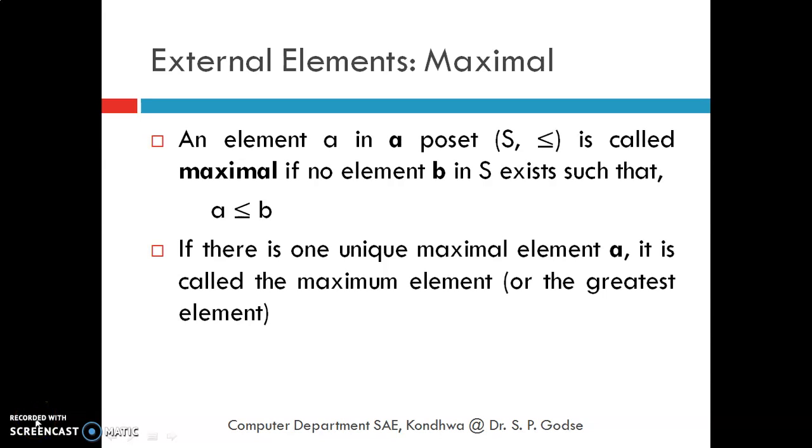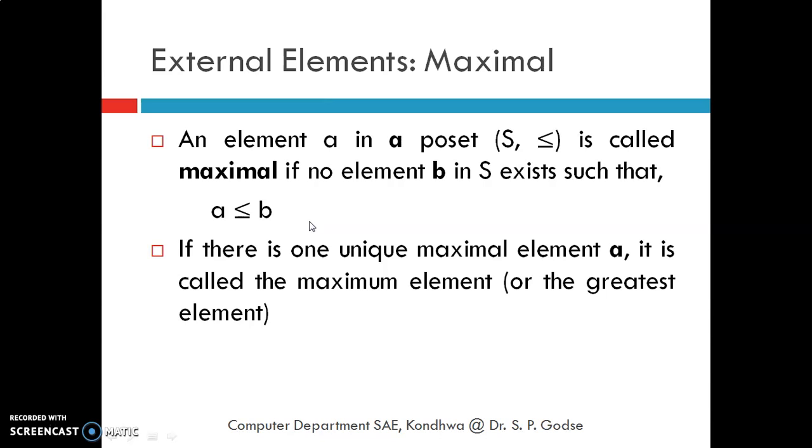Now we will see how to find out the maximal element and minimal element from the given poset. So we will see first what is meant by maximal element and what is meant by minimal element in a given poset. An element A in a poset (S, ≤) is called a maximal element if no element B in S exists such that A ≤ B.